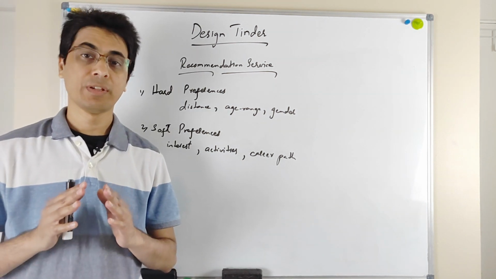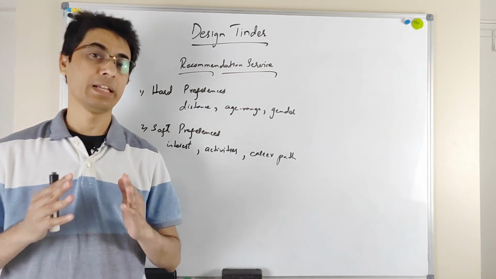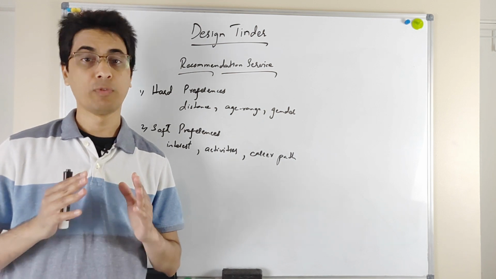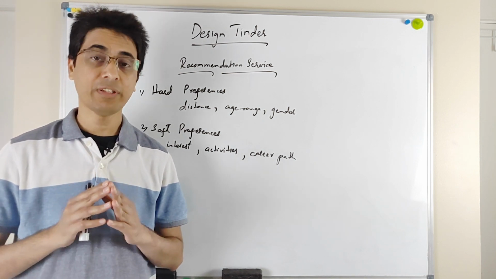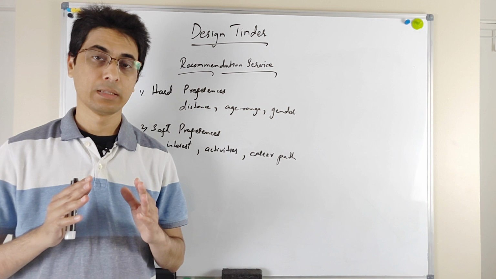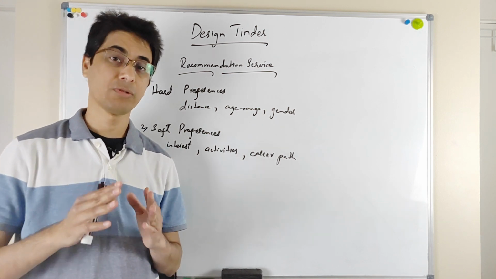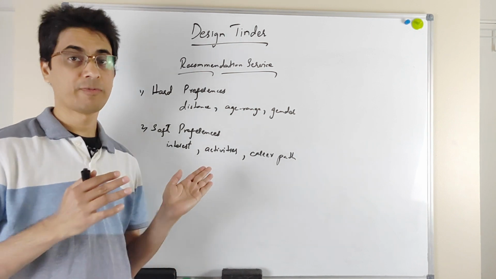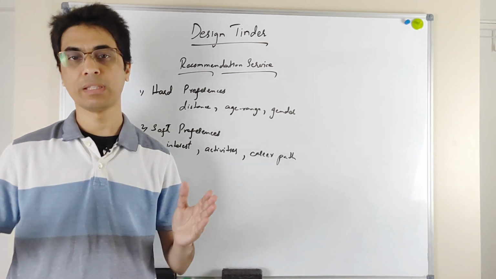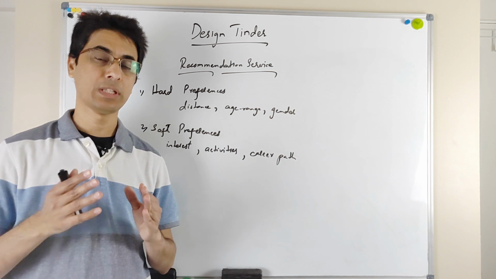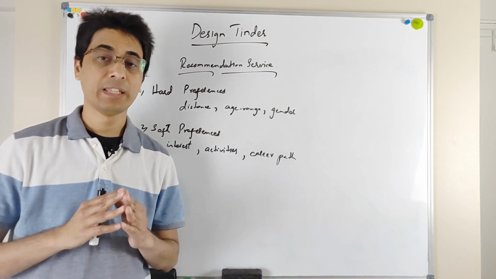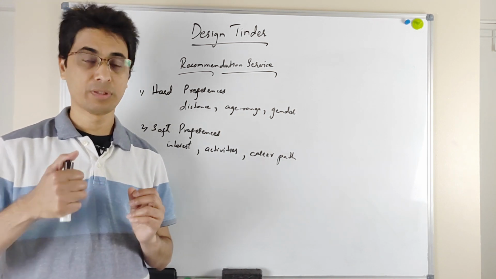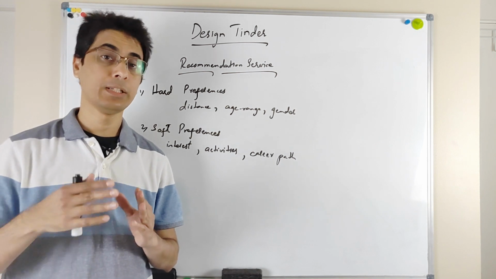So the recommendation service uses both the hard preferences and the soft preferences to recommend profiles to a user. After finalizing the list of profiles to be filtered in or filtered out based on the hard preferences, the recommendation service uses the soft preferences to rank those profiles and then show them to the user. The goal of the recommendation service is to identify those profiles which a user is likely to swipe right.